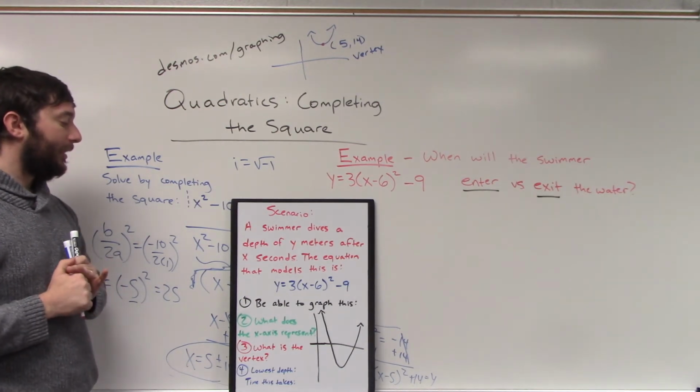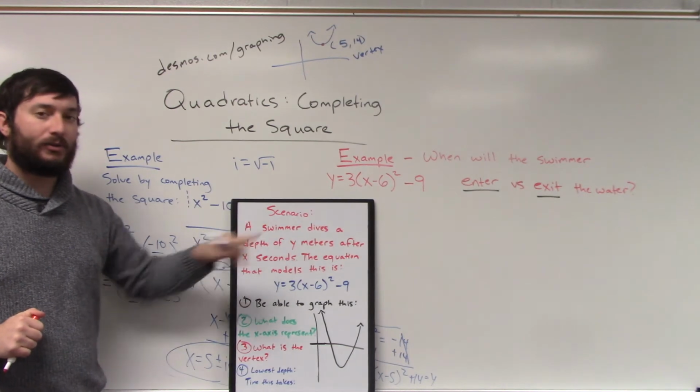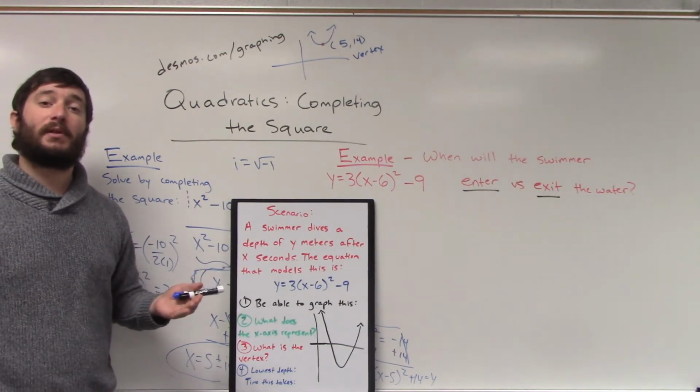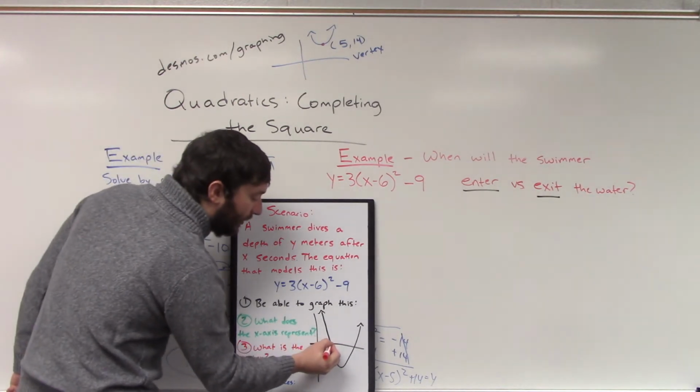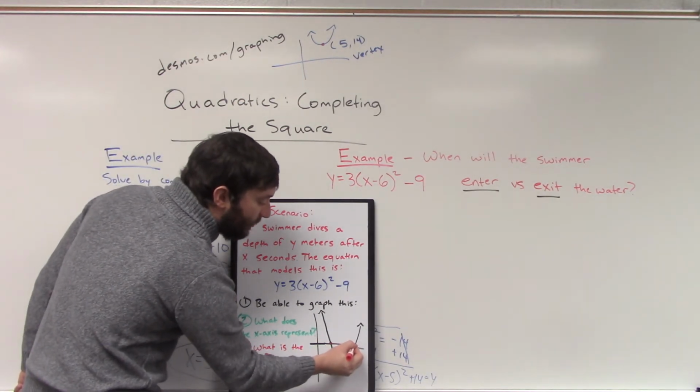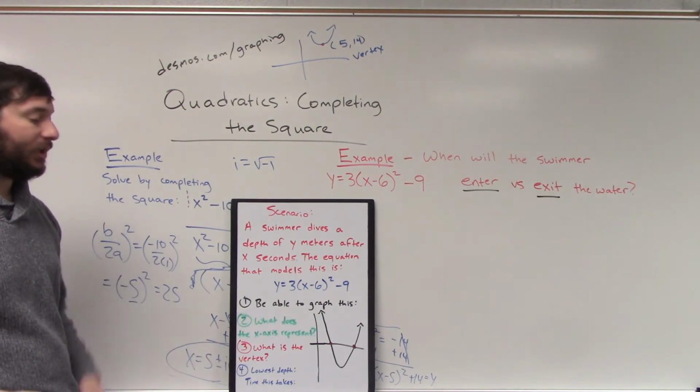Okay. Now, a couple questions. What does the x-axis represent in this scenario? It represents the top of the water. It represents the water line. Here is where the swimmer enters the water. Here is where he exits the water. Okay, so that's one question that's important to think about.